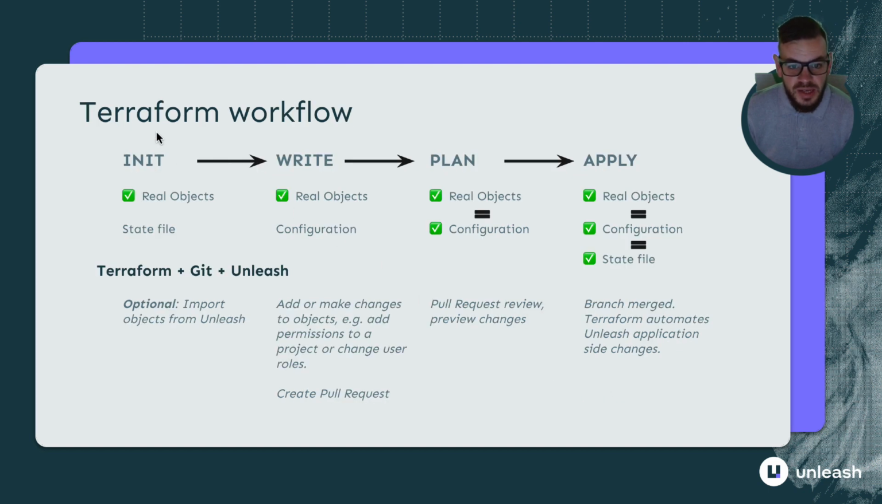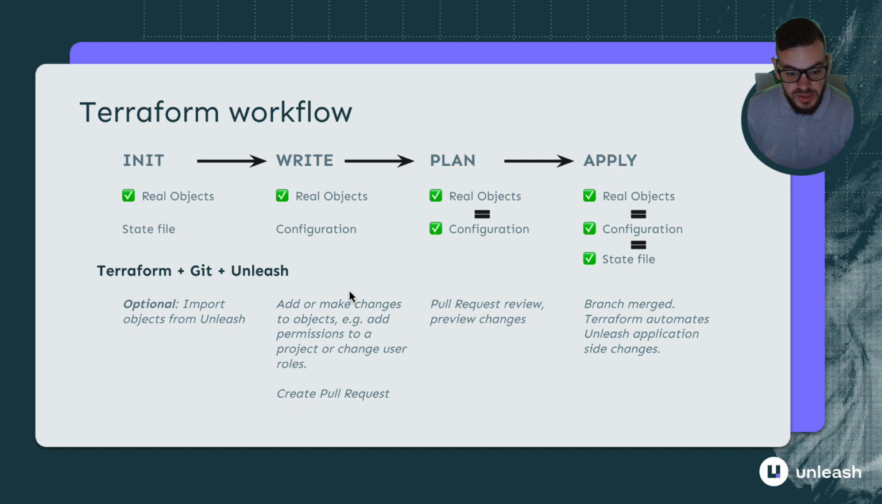Terraform integrates into standard Git-based development workflows. At the top of this slide is a standard Terraform flow showing Terraform components, and then underneath how this translates to an Unleash context. In the first stage, the init, it should be called out that the import step is optional and only applies if you have non-Terraform managed objects in your Unleash instance you want to leverage as part of your Terraform workflow. Otherwise, you can start with a clean state and declare resources, and Terraform will create them for you.